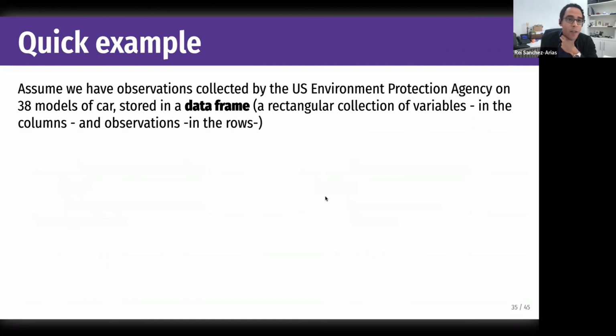And I'm going to say that suppose that we have a set of observations collected by the US Environmental Protection Agency, the US EPA. And suppose that you have 38 different models of cars, and they store this in an object that we're going to call a data frame, which is nothing but a rectangular collection of variables in the columns, and we're placing the observations in the rows. With that structure, sometimes we also use the word tidy, T-I-D-Y, as a tidy data frame, where every row is one single observation and every column is an attribute for that observation.